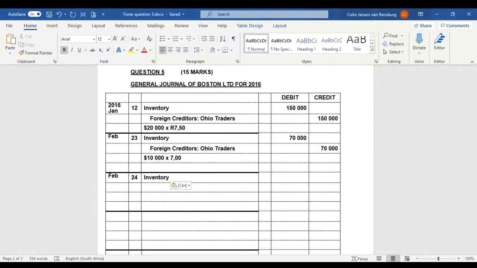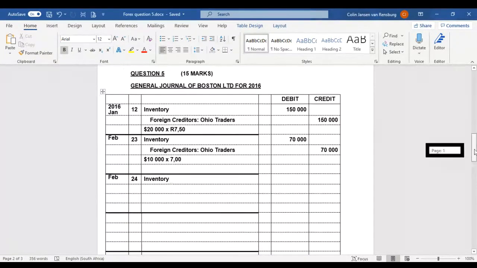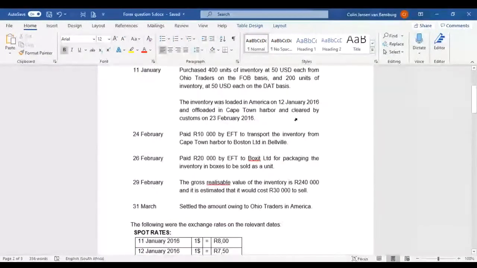Now, ladies and gents, which account are we going to credit? Let's just maybe have a look there at that again. They don't tell us who the transporting company is, but they say paid by EFT.